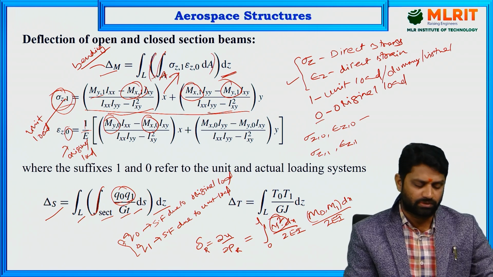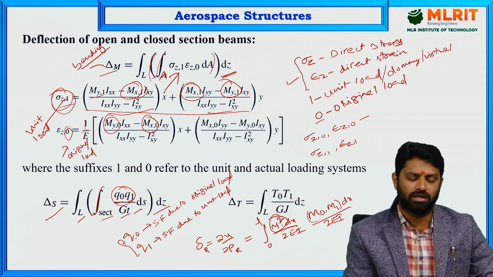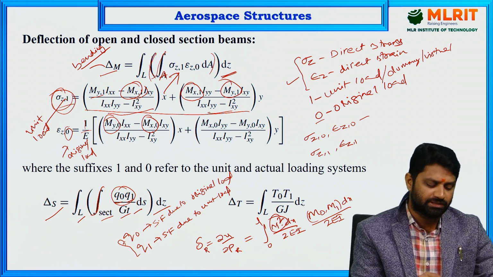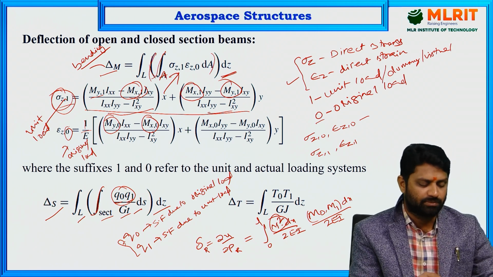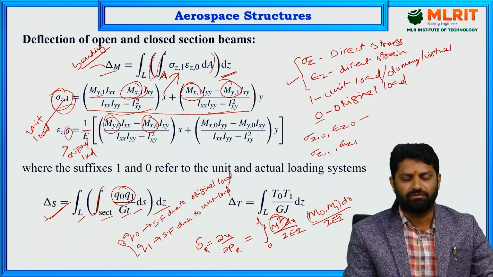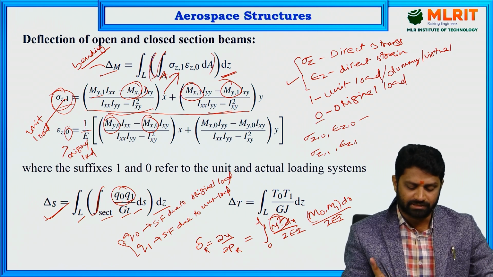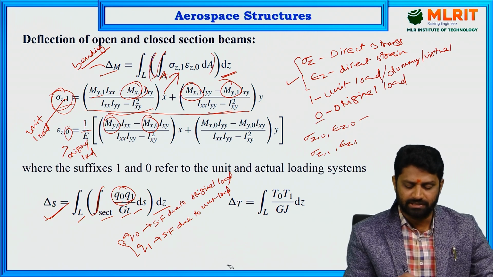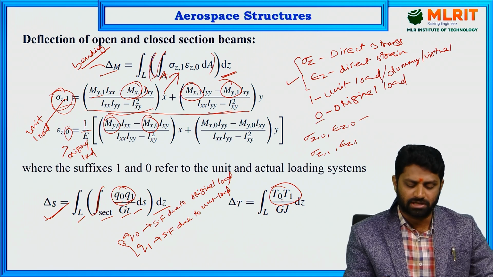So you have to calculate the shear flow due to the original load and the shear flow due to the dummy load, that is the unit load, and then you have to substitute here and integrate between the appropriate limits. Then you are going to get the shear deflection, or deflection due to shear. Similarly, the third one is torsion, and here also, instead of T square by GJ dz, you have T naught into T1. Again, T naught is nothing but the torque due to the original load, and T1 is nothing but the torque due to unit load.